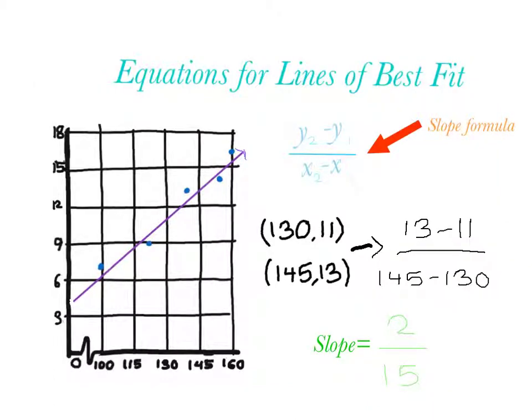To make the equation for a line of best fit, you first need to find the slope. To do this, pick any 2 points from the line and plug them into the slope formula. In this case, the slope turns out to be 2/15.